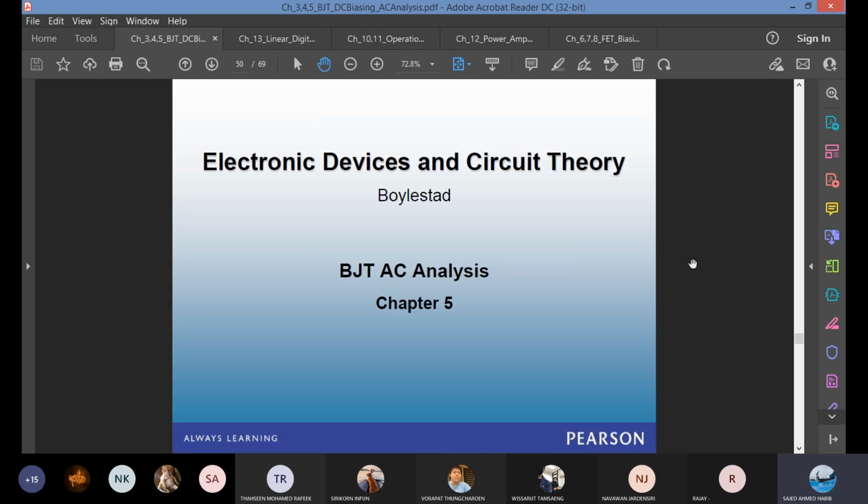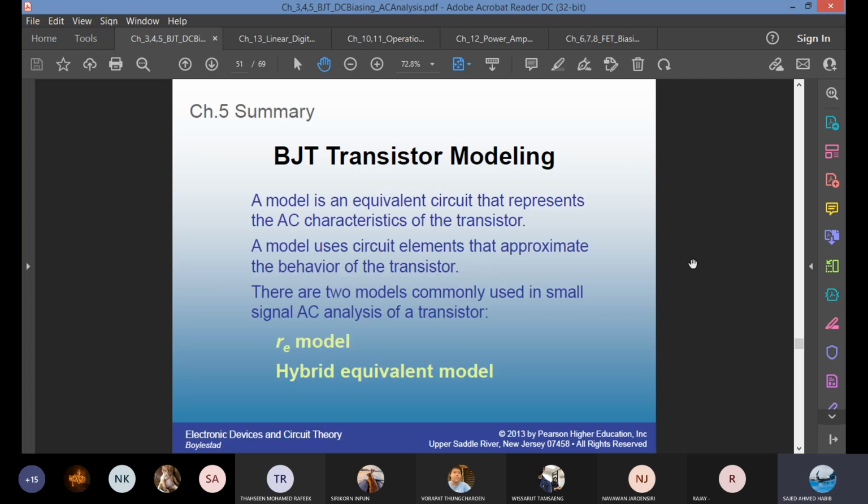For AC analysis, we mentioned 3 models in the class, not 2, 3. The small re model, hybrid equivalent, and hybrid pi. The hybrid pi model, I mentioned the name. We did not discuss it in detail, and it is not part of your course. But the hybrid pi is used in high frequency applications.